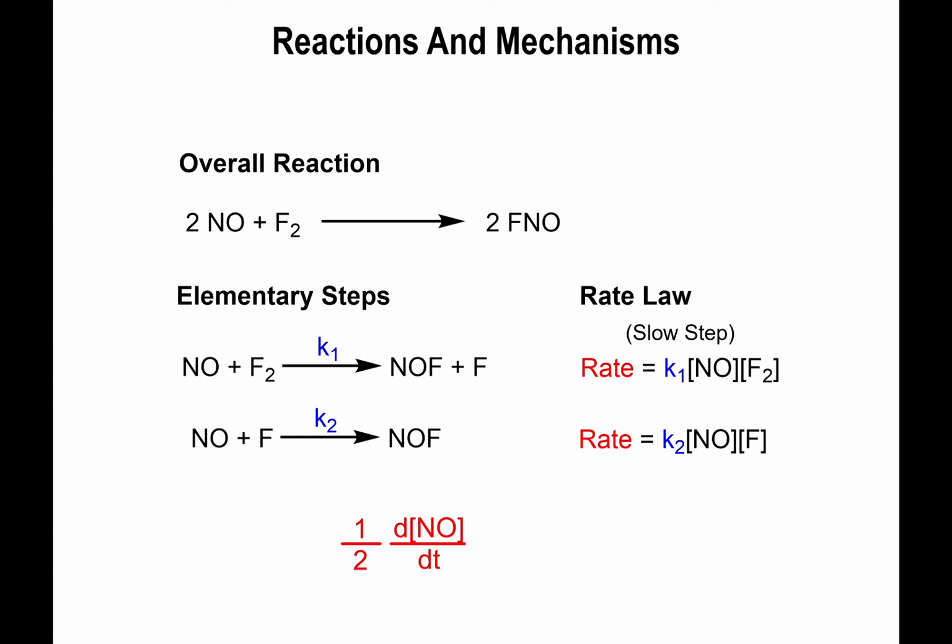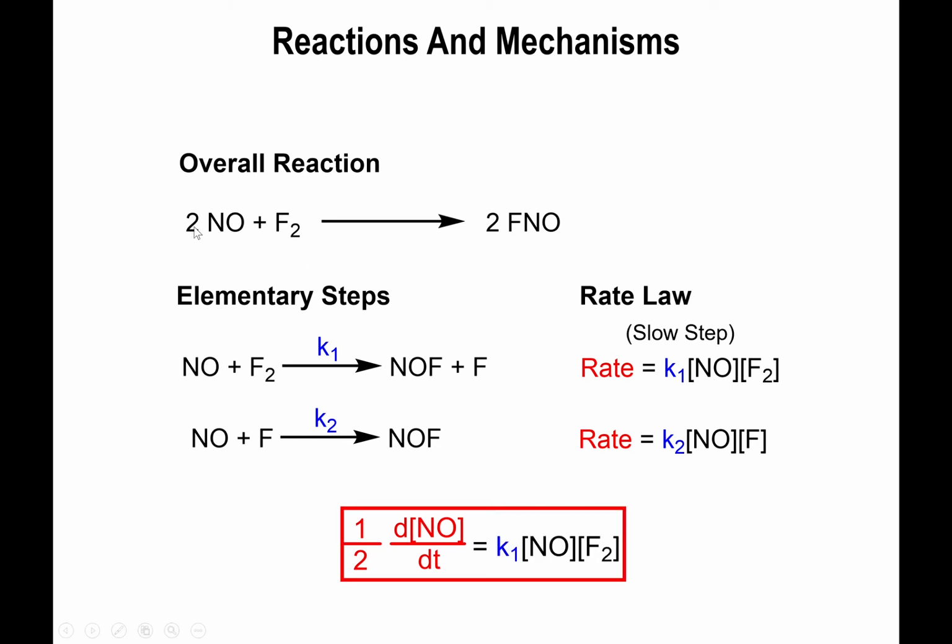All right. And in terms of your relative rates, because of the balancing coefficient, half of the rate of NO is equal to the rate of F2, which is also equal to half the rate of FNO. But that's basically equal to the rate law that you're actually obtaining right here. Okay, so the rate law is basically equal to the averaged-out rate of the individual components of your reaction.